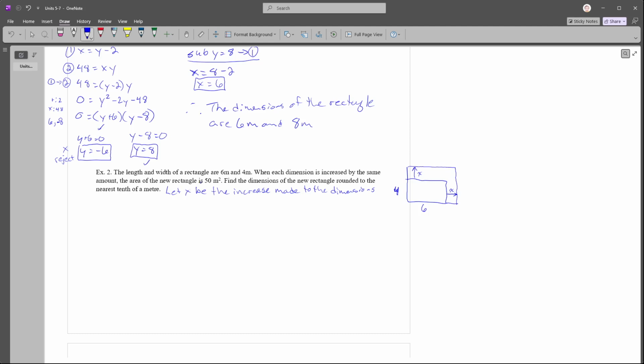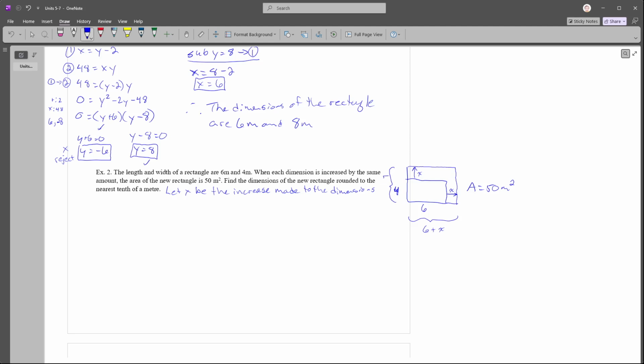We know that the area of the new rectangle, the whole rectangle, is going to be 50. So the whole area is equal to 50 meters squared. Well, that's great, but what does that tell us? Well, we have to look at the whole picture here. What is the actual distance? How do I calculate that 50? That means I need this whole length over here. Well, what is that length? That length is 6 plus x. Whereas the width over here is 4 plus x.